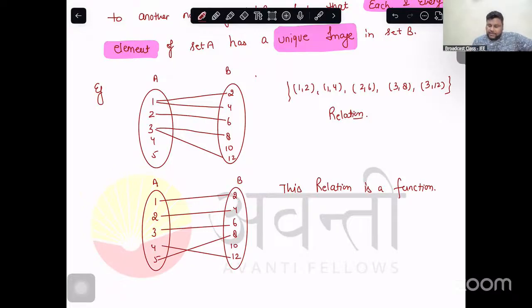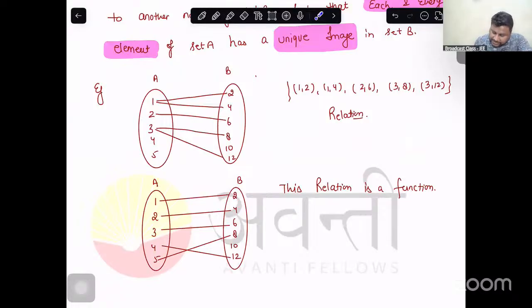Secondly, every element has a unique image. Why so? See, in the above diagram, 1 is having two images, 2 and 4. So the image of 1 is not unique. It is having two images. So that is why this relation is not a function. But here in the second mapping, you see every element has only one image. So this relation will be a function.